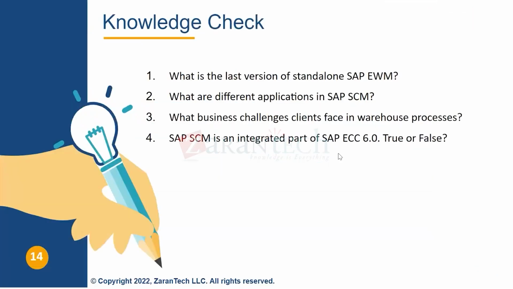Let's see some knowledge check here. What is the latest standalone SAP EWM version? If anyone has an idea on it. 9.5 version. Sorry, as I said, it is version 2021. Yeah, it is 2021.